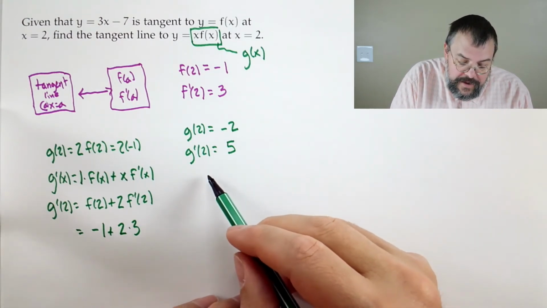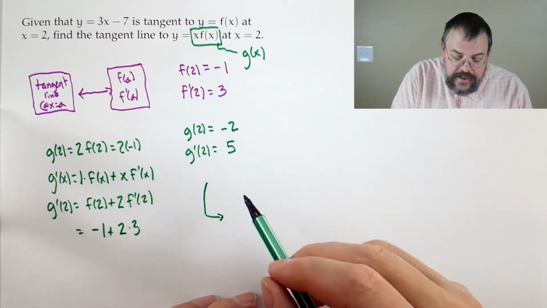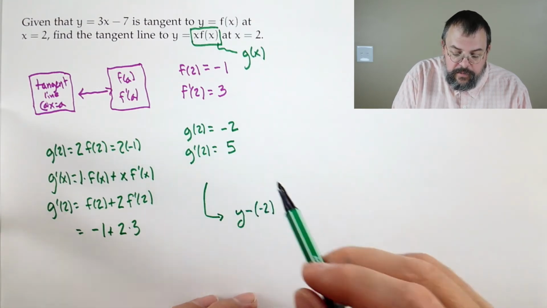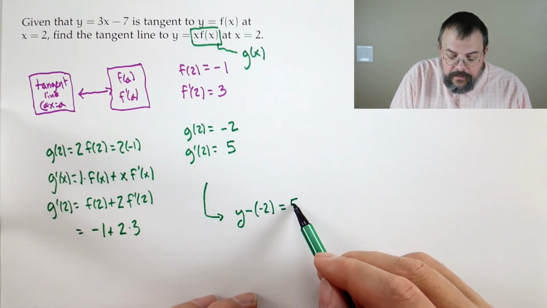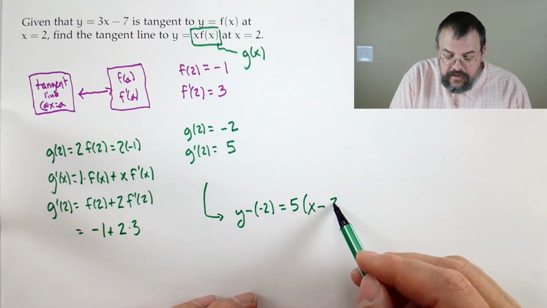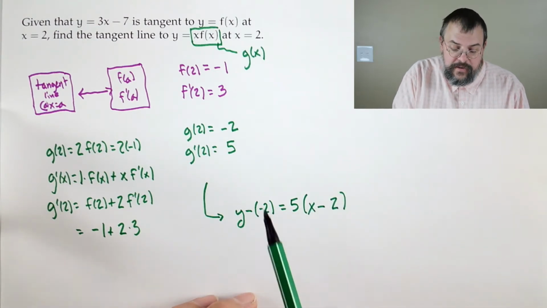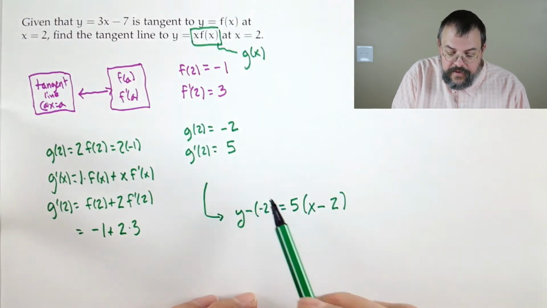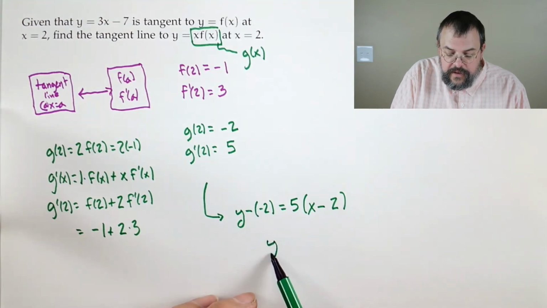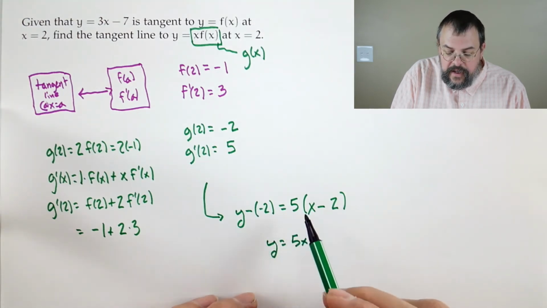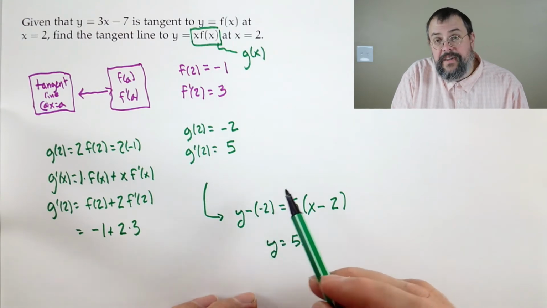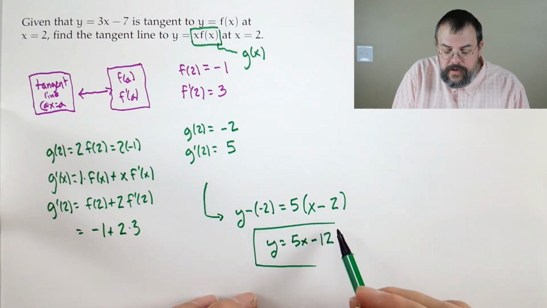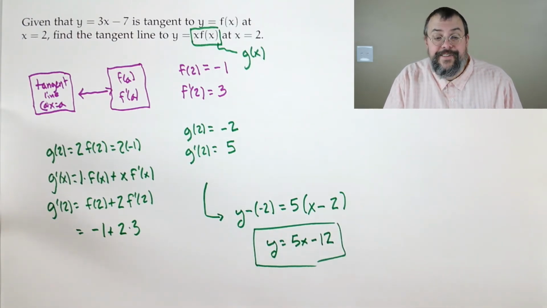Well, our tangent line is y minus our y coordinate, so y minus negative 2, is equal to our slope 5, times x minus our x coordinate, which is 2. Our y coordinate is the value of the function. The 2 is because we're doing everything at 2. 5 is our slope. So we can rewrite this. We get 5x minus 10, but then we bring the 2 across as minus 2 more. So 5x minus 12. And there you go. That's the answer.